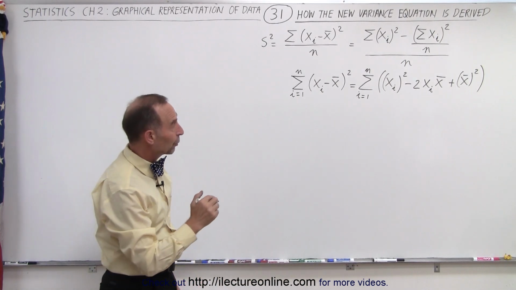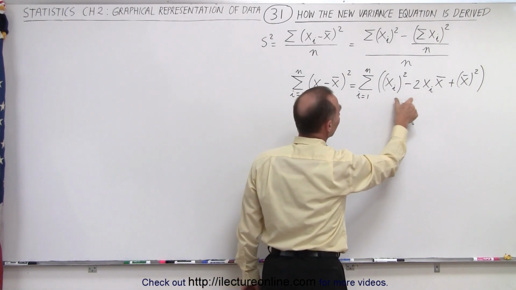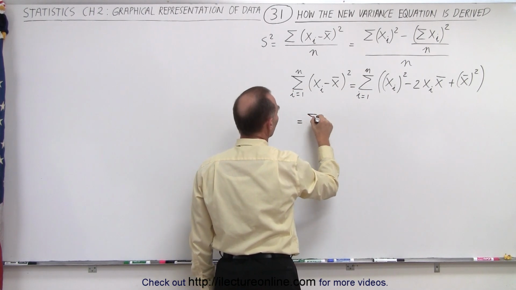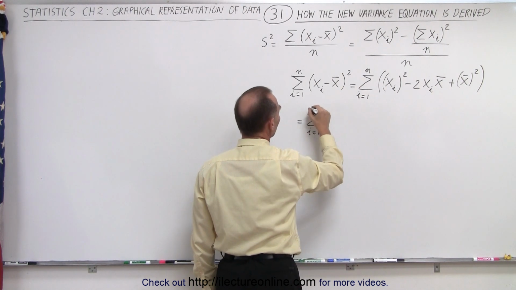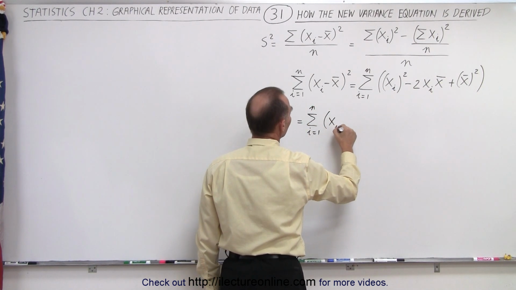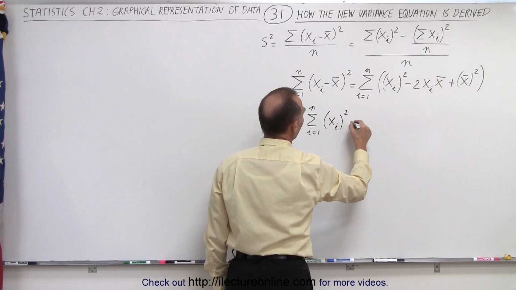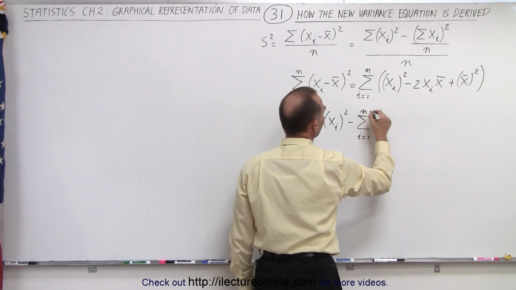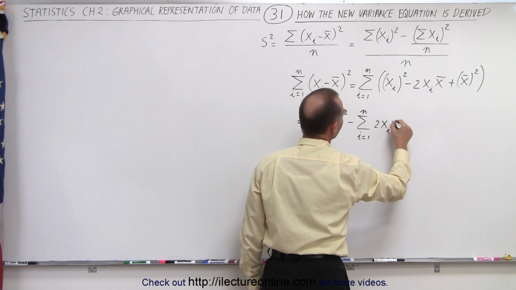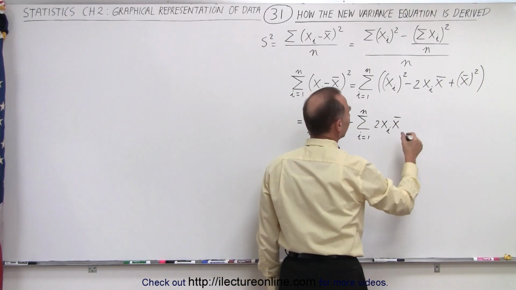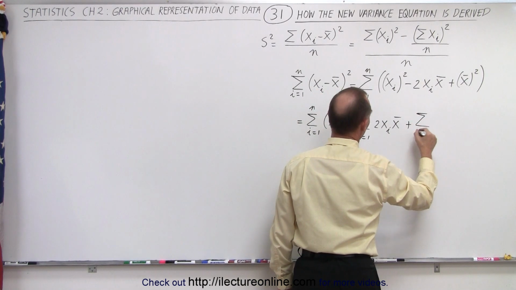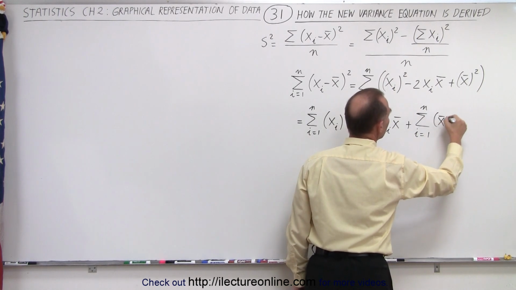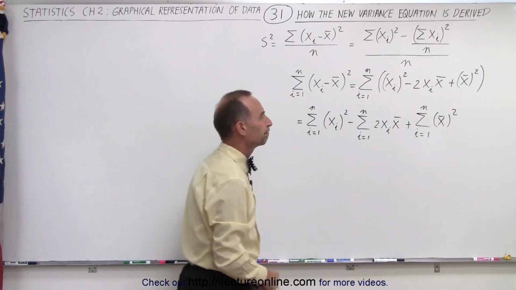So now the next step, we're going to apply the summation symbol to each of the three terms inside. So we're going to rewrite it. So this is equal to the sum from i equals 1 to n of x sub i, quantity squared, minus the sum from i equals 1 to n of 2 x sub i times the mean, and then plus the sum from i equals 1 to n of the mean quantity squared.